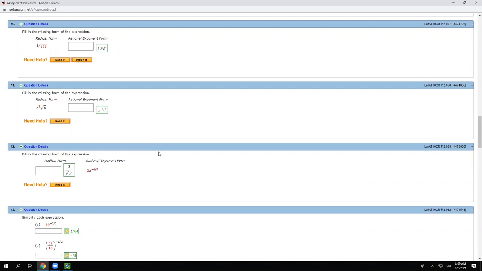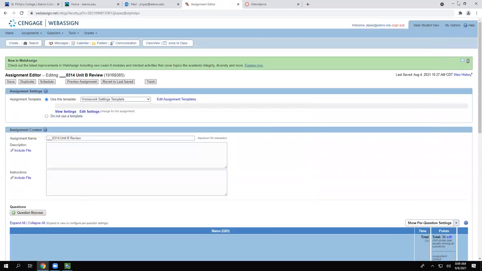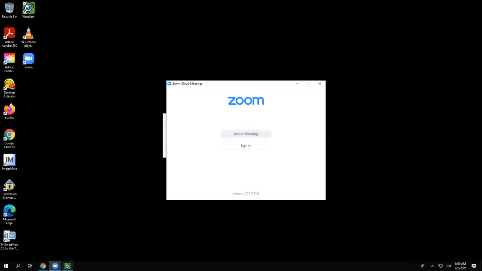And then I'm going to come down here and write number 11. And this is the same thing. They want rational exponent form. And then down here, we'll do 12, and they give you this. Now, I know you see the answers there because it pops up for me, but I'm going to explain how that happens. Radical form. Okay, so let's go to the paper.